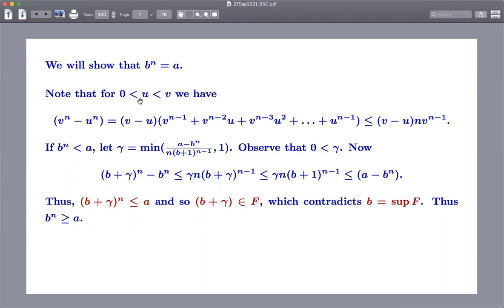So for any u, and v bigger than u, we know that v power n minus u power n is written as this. You can expand and cancel common terms and so on, and you can verify that it holds for the real number system that we have introduced. So this is v minus u times this, how many terms? n terms, I guess, inside.